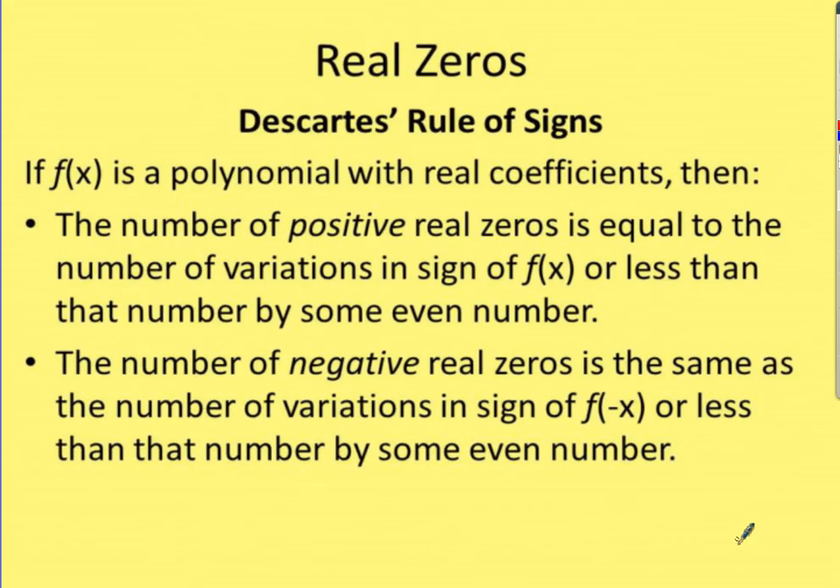So when you're finding the list of possible real zeros for a function, it's nice to be able to narrow down your answers. One way to do that is use Descartes' rule of signs. And this tells us if f of x is a polynomial with real coefficients, then the number of positive real zeros is equal to the number of variations in sign of f of x, or less than that by some even number. And the number of negative real zeros is the same as the number of variations in the sign of f of negative x, or less than that by some even number.